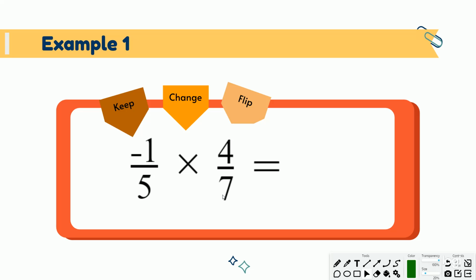So then I move to my next step, and I just multiply across. 1 times 4 gives me 4. Multiply the denominators: 5 times 7 gives me 35. I cannot reduce this. This is a proper fraction. I have a negative times a positive, so that means my answer is going to be negative. So I've done all 4 of my steps, and my final answer is negative 4/35.